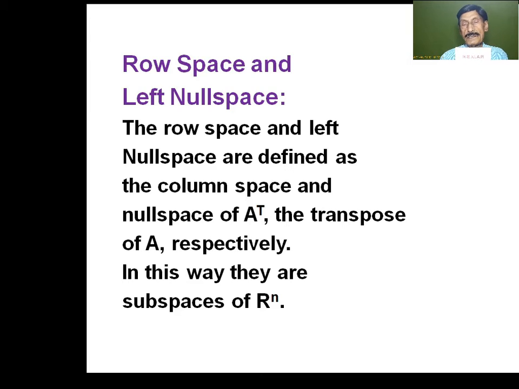Row space and left null space. The row space and left null space are defined as the column space and null space of A transpose. In this way, they are subspaces of Rn, that is, n is the number of rows.